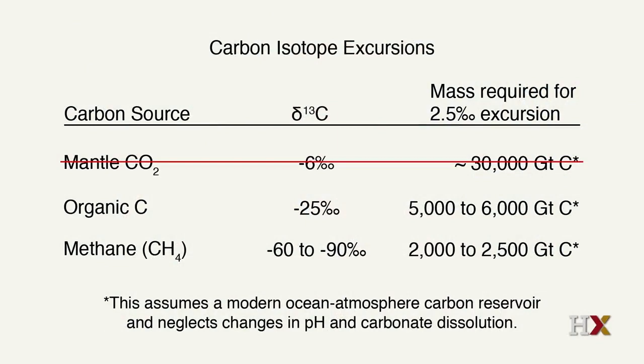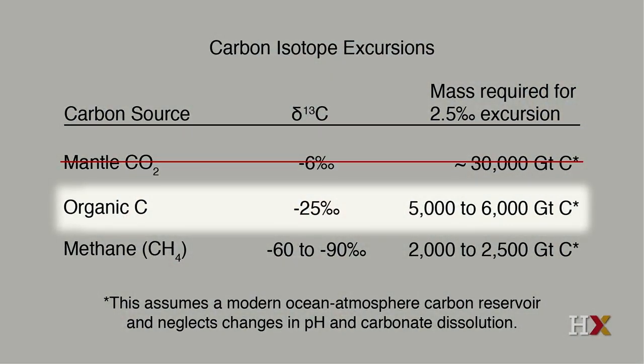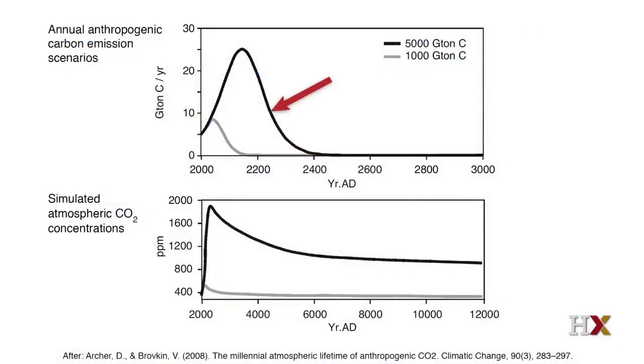Another possibility is adding organic carbon, which has a delta C13 of around -25 per mil. The mass of organic carbon required to create a 2.5 to 3 per mil carbon isotope excursion would be about 5,000 to 6,000 billion tons of carbon, a huge amount. Think about it in terms of the carbon cycle today. That would be like adding almost 10 times the total terrestrial biosphere to the atmosphere in a very short amount of time. Interestingly enough, it's not that different from the high carbon emission scenario we saw in David Archer's calculations.